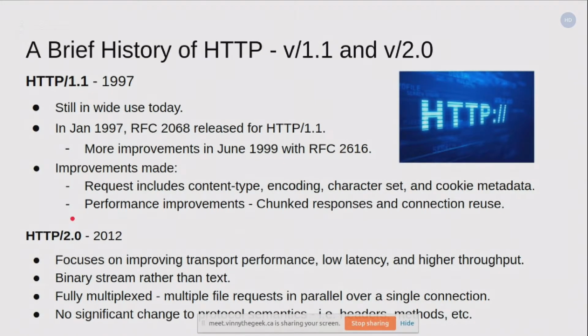There is HTTP version 2.0, which was released in 2012 and focused on more performance improvements. It has lower latency and higher throughput. It's a binary stream rather than a text stream. It's fully multiplexed, so rather than sequential requests, you can do parallel requests. You can send out all the requests and receive back all the documents at once.